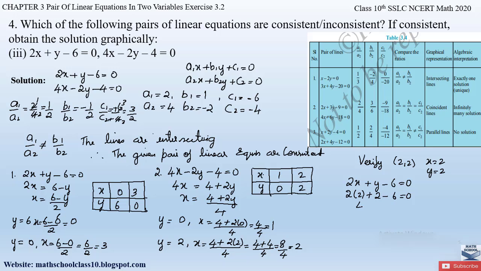So this will be 2 2s are 4, plus 2, minus 6 equal to 0. So 4 plus 2 is 6, and 6 minus 6 will be equal to 0. So left hand side is equal to right hand side, and hence the first equation is verified.